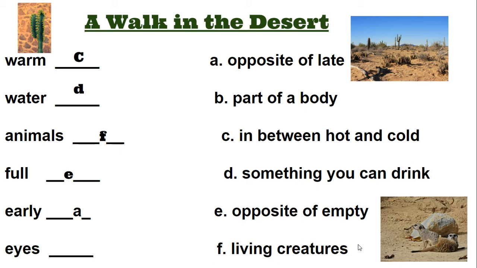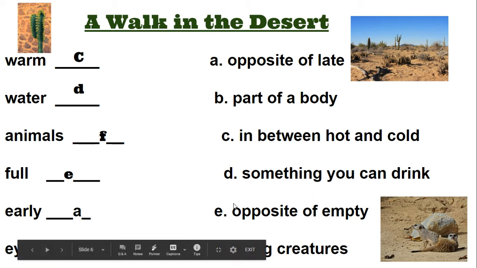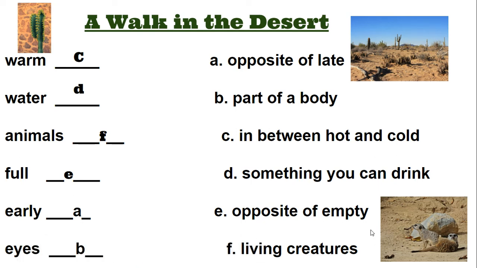And then the last word is eyes. And the one definition we haven't used yet is letter B, part of a body. Your eyes are on your face, and we need those to see things. So letter B matches our definition B or the word eyes.